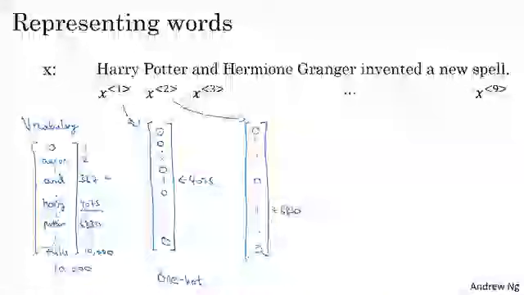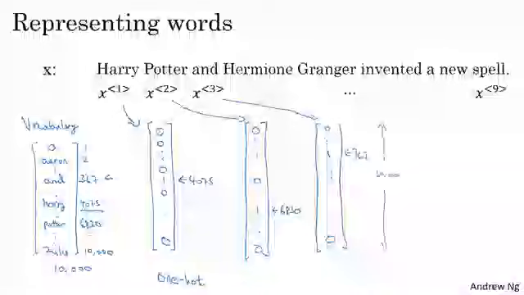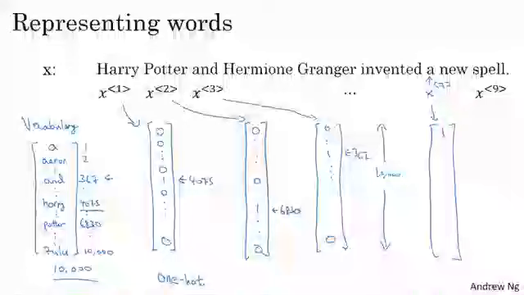The word "and" was represented as position 367, so x3 would be a vector with zeros, a 1 in position 367, and then zeros everywhere else. Each of these would be a 10,000 dimensional vector if your vocabulary has 10,000 words. And this one, "a", because "a" is the first word of the dictionary, x7, which corresponds to the word "a", would be the vector with a 1 in the first element of the dictionary, and then 0 everywhere else.